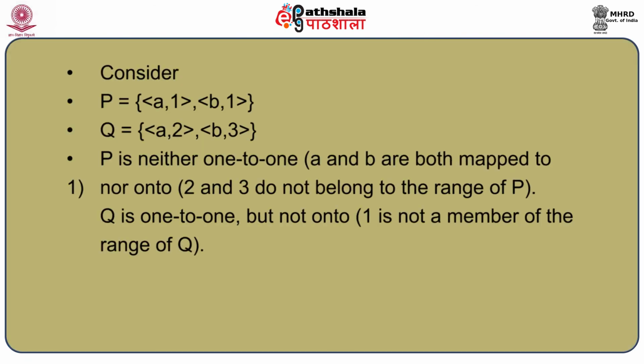To see these points, consider the following functions mentioned above, from A to B. A is the set consisting of lowercase a, lowercase b, and B consists of 1, 2, 3. We defined P as (a, 1), (b, 1), and Q as (a, 2), (b, 3). P is neither 1 to 1, since a and b are both mapped to 1, nor onto, because 2 and 3 do not belong to the range of P. Q is 1 to 1, but not onto, because 1 is not a member of the range of Q.